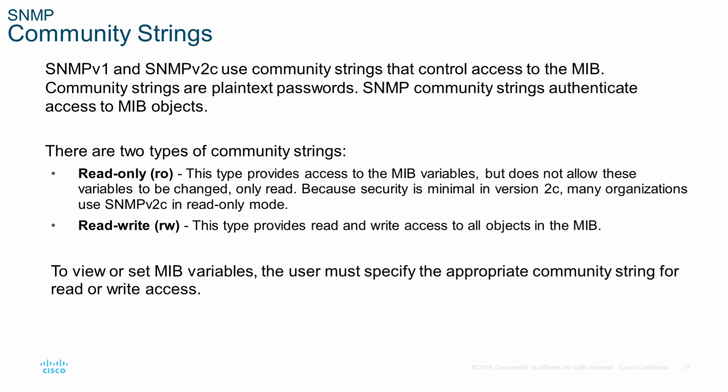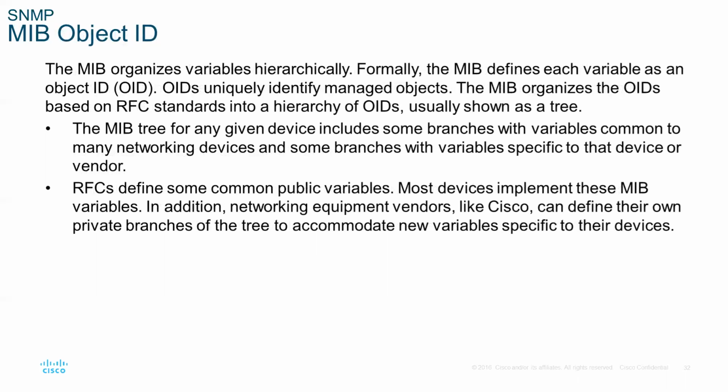All right, so we have community strings, which are in use in version 2. These are used to authenticate against the objects, and we have two: one that can only read the information, or one that can read and write. So only the read-write can change information remotely.